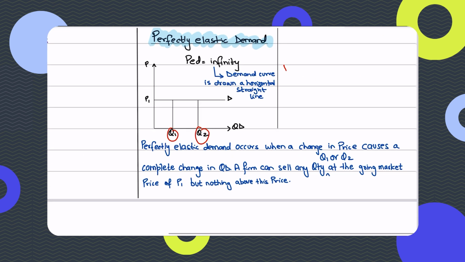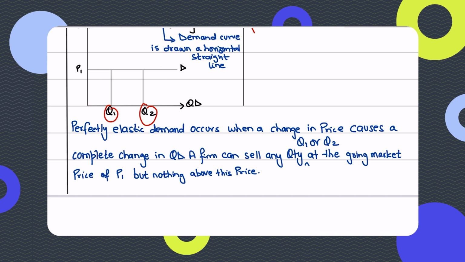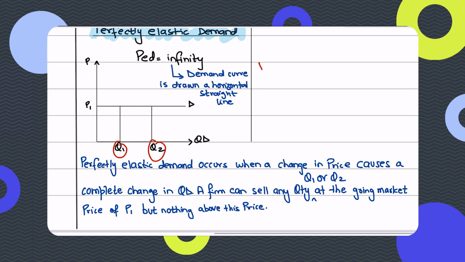So this is what you need to know, that perfectly elastic demand occurs when a change in price would cause a complete change in quantity demanded, meaning that if the price changes, the quantity demanded would fall to zero, right? So the firm can sell any quantity, Q1 or Q2, at the going market price of P1, but it cannot sell anything above it, right? And this is when you say that the PED is infinite, and that is all you need to know.